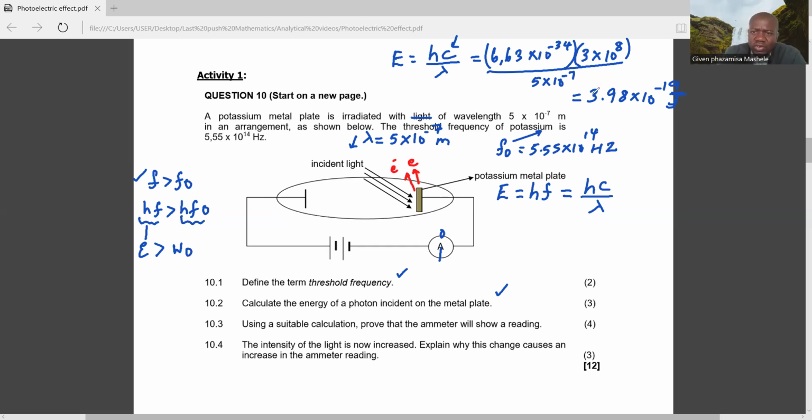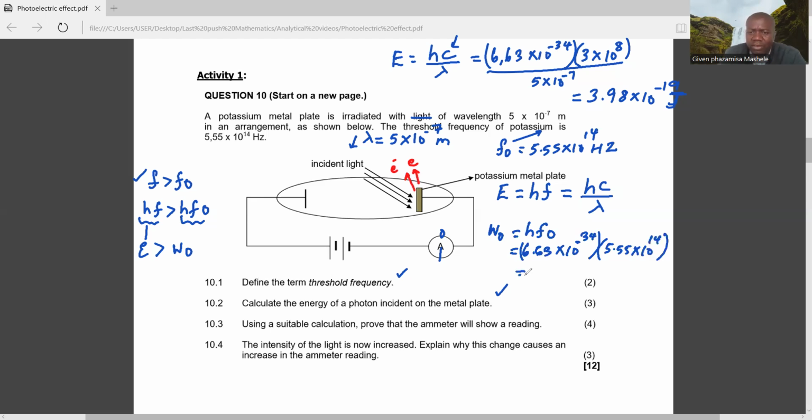Right, without wasting time, ladies and gentlemen, let us now work this. Since we already know the energy of the photon, let's now calculate the work function. To calculate the work function, we are given the cutoff frequency. So the work function is Planck's constant multiplied by the cutoff frequency. Planck's constant is 6.63 times 10 to the power negative 34, multiplied by the cutoff frequency, which is 5.55 times 10 to the power 14 hertz.